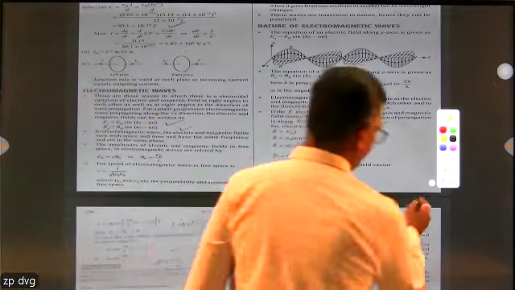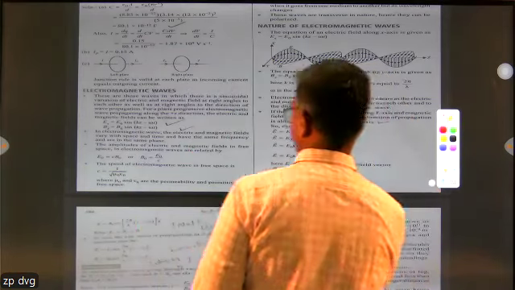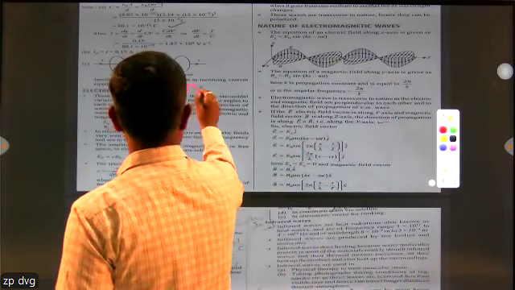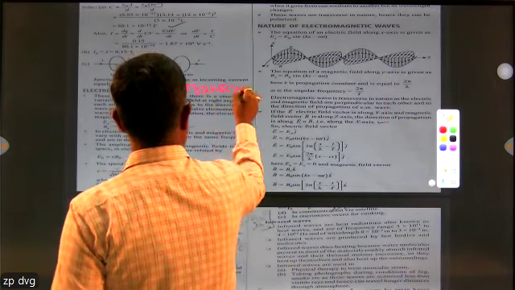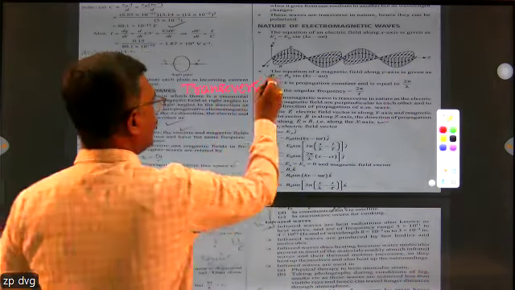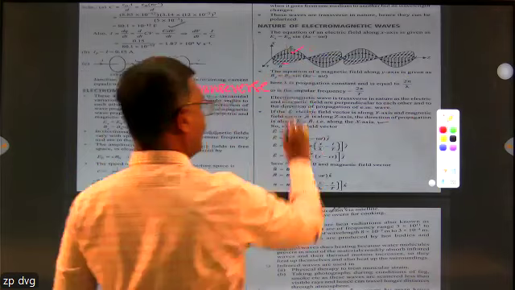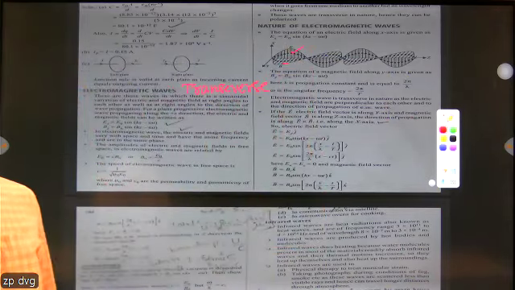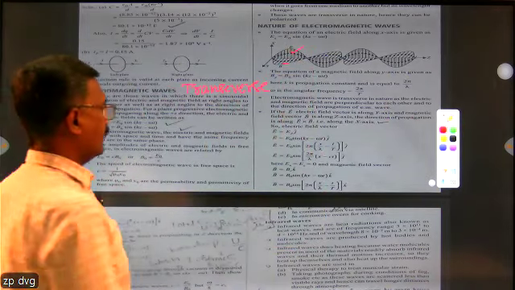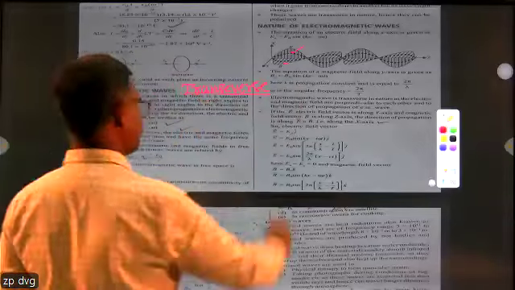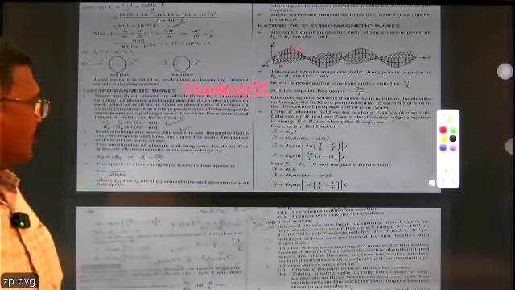Electromagnetic waves are transverse waves. What type of wave are they? Transverse waves. Because here both the electric field and the magnetic field are vibrating perpendicular to each other and to the direction of propagation. So that's why they are called transverse waves. Electromagnetic waves are transverse waves.